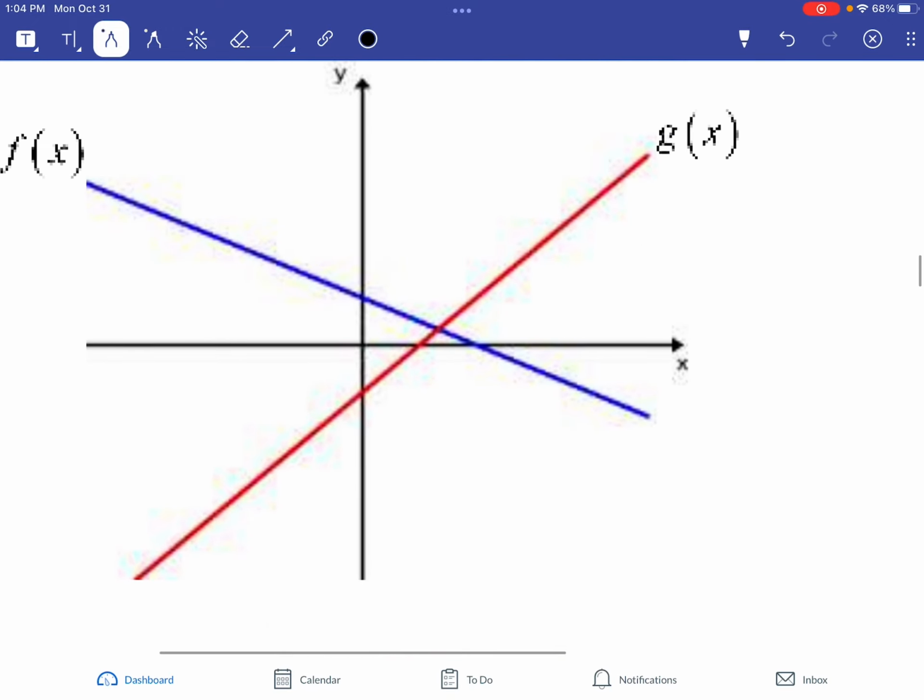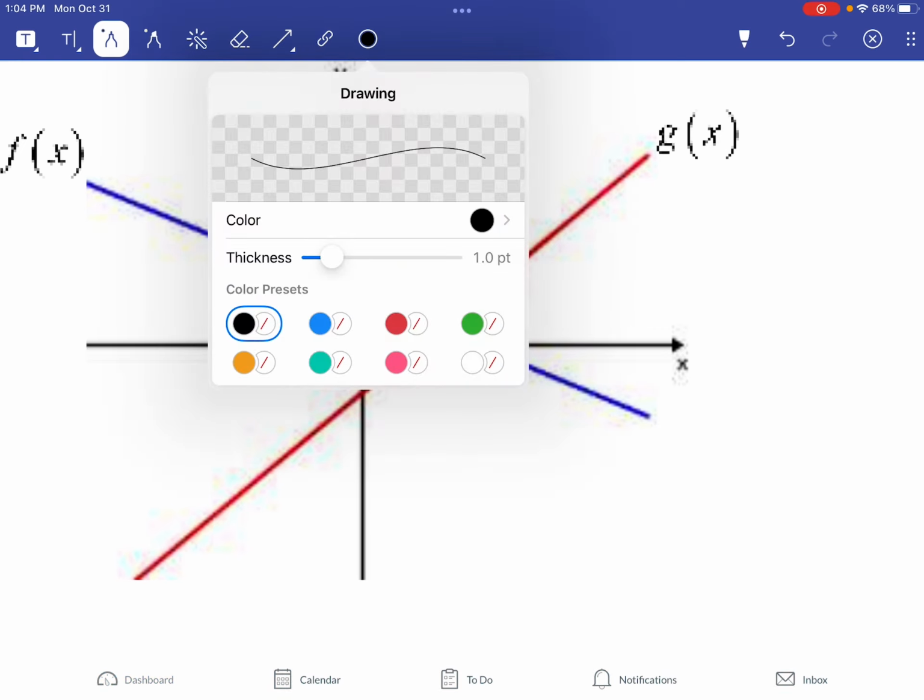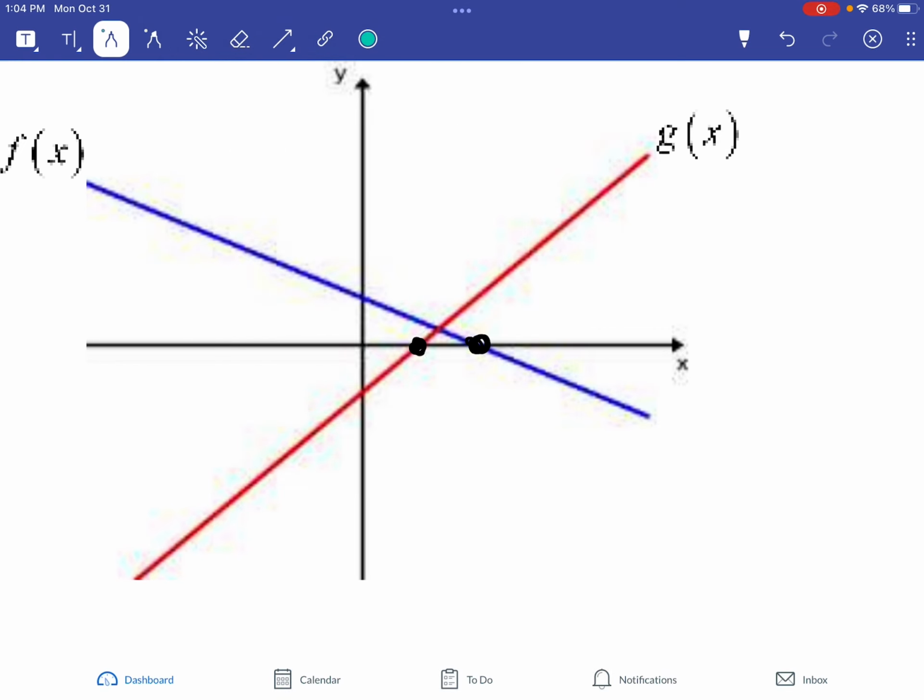Okay, again, we're going to make our points where the graphs are currently going through the x-axis. We're going to make our dashed lines to make our regions. Okay, 1, 2, 3 regions. In the first one, the blue line is positive, the red line is negative. The second region, the blue line is positive, the red line is positive. In the third region, the red line is positive, the blue line is negative.